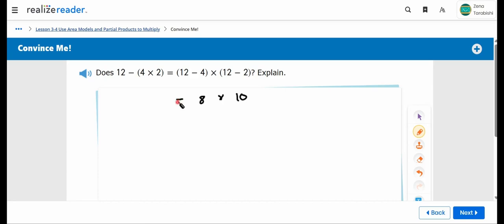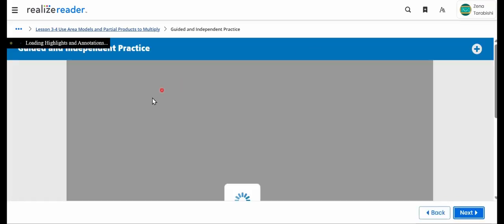And it's asking, is that equal to 4 times 2, which is 8, and 12 minus 8? So 12 minus 8 would have given you 4, but 8 times 10 would have given you 80. So these are not equal. Let's go ahead and continue with our notes and guided practice.